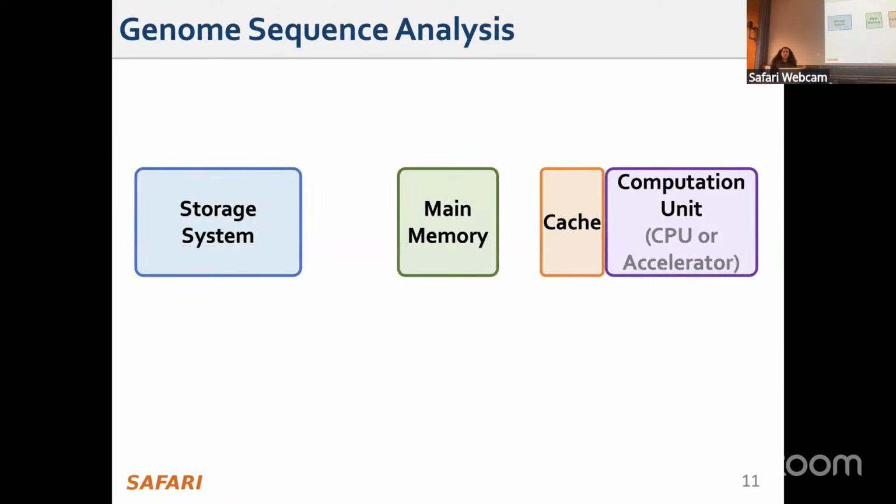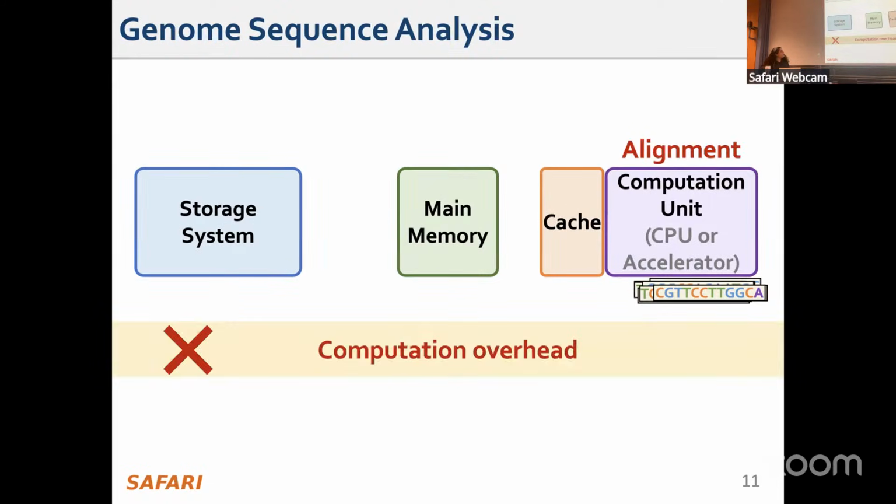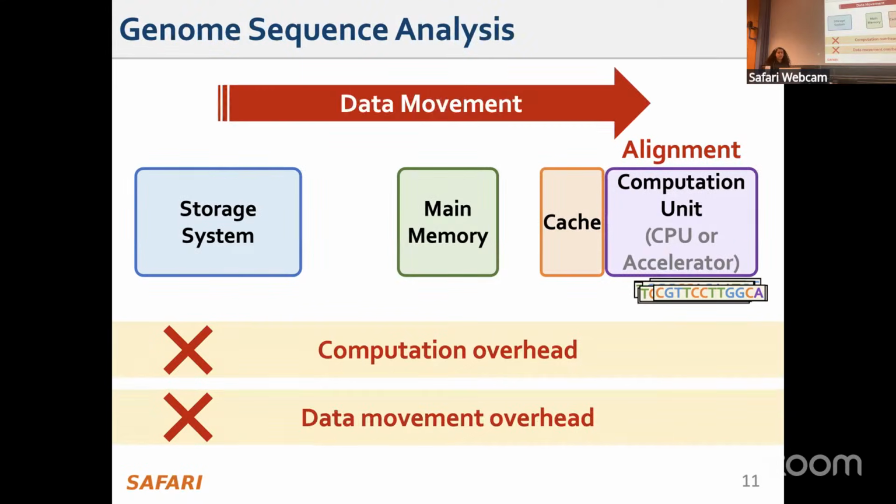In the end, what happens is that we have a lot of data to work with and a lot of expensive computation to perform. So if we have this high-level abstraction of the system with the storage system, main memory, caches, and computation units, which can be CPUs or any accelerators, or FPGAs or GPUs, what we need to do here is a lot of expensive computation. So we have a computation overhead on a lot of data. So that needs to come all over. So we have also a lot of data movement overhead.